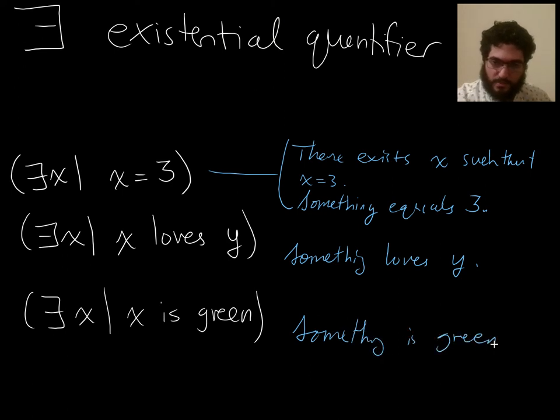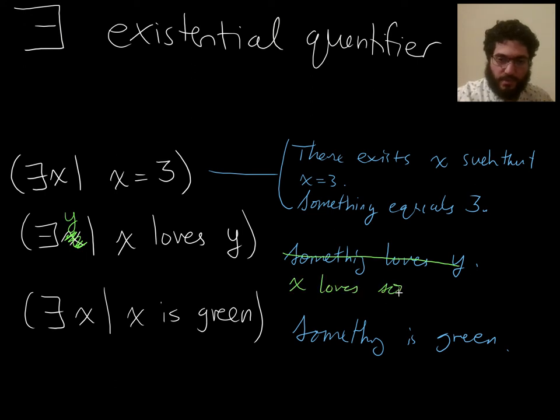And let's do that same exercise we did last time where we replaced the bound variable, the quantified variable, by y. Then how does this change? It becomes x loves something. There exists y such that x loves y. So now it's not about y, it's about x. This whole statement is about x. It's saying there's something that x loves.